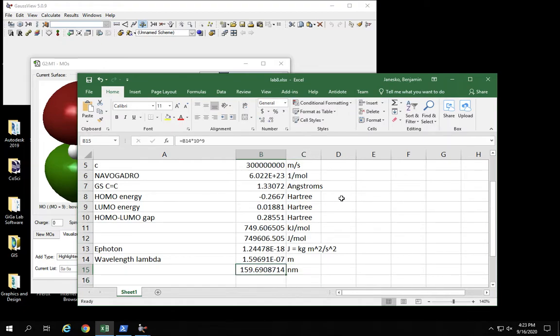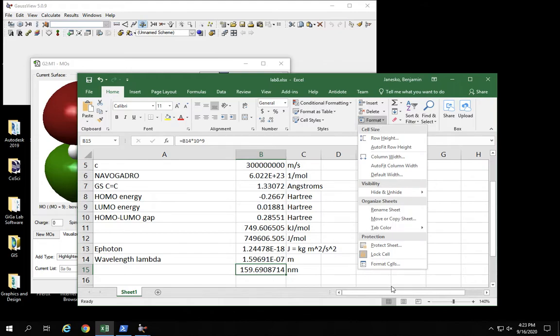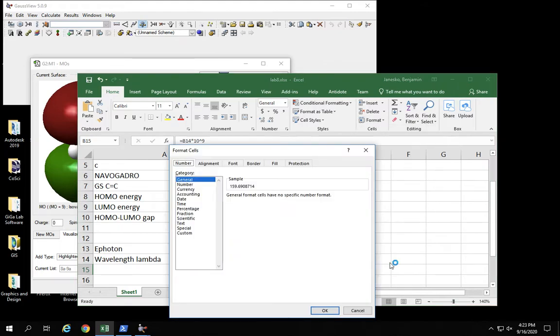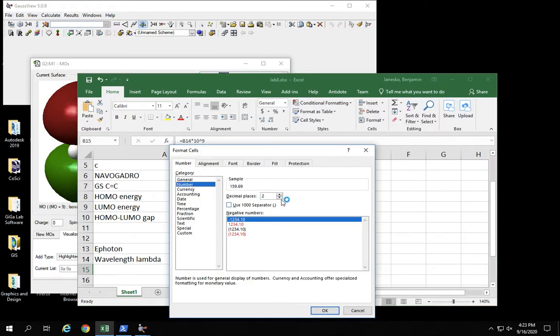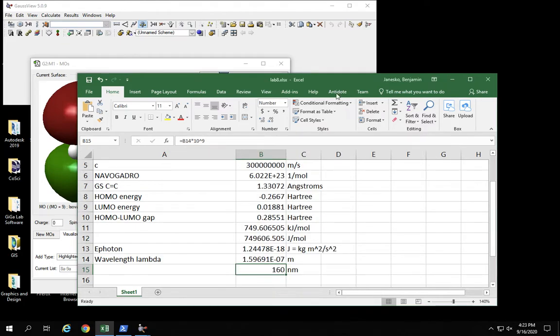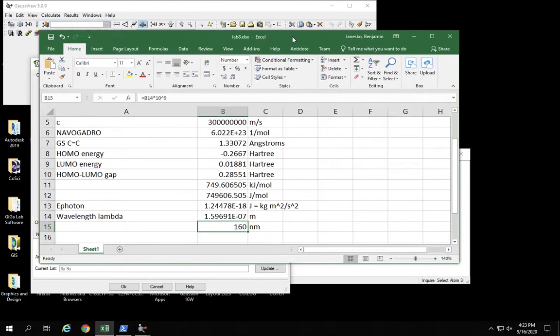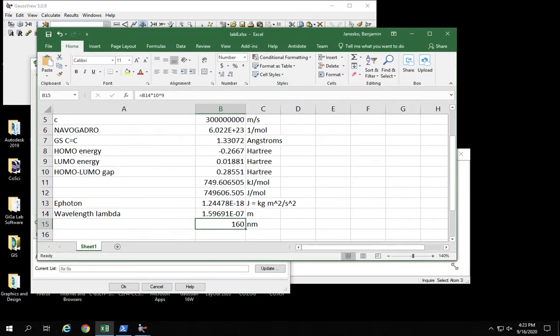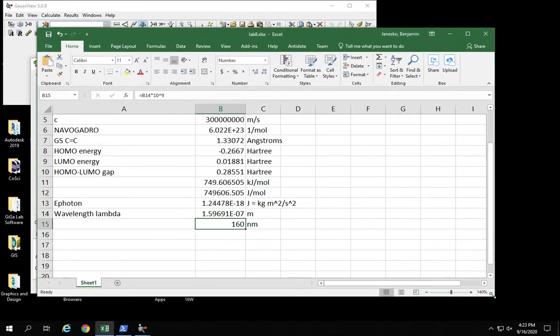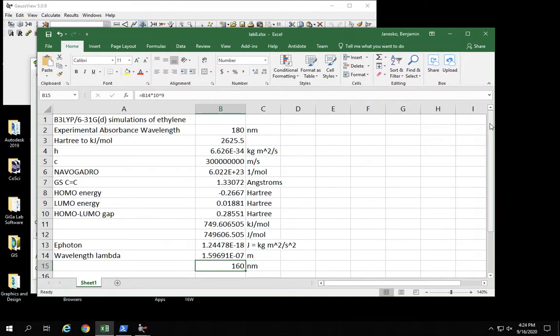And I can always, just to make my life easier, just format that cell to round things to the nearest nanometer. Okay, so my HOMO-LUMO gap corresponds to a photon of wavelength 160 nanometers. The experimental absorbance peak is 180 nanometers.